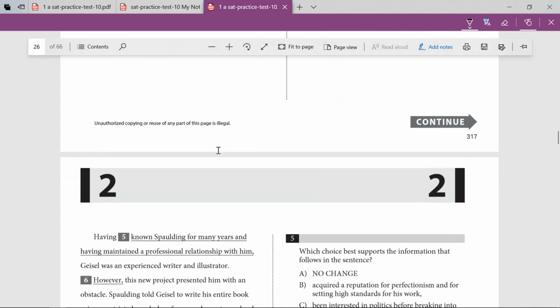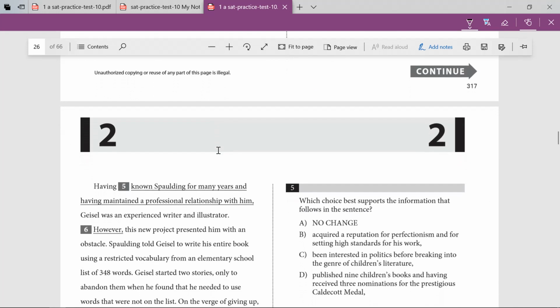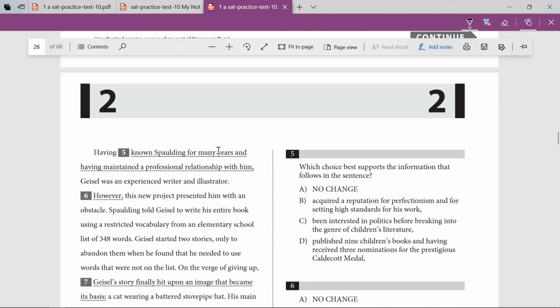Okay, so let's go to the next one. Having known this guy for many years and having maintained a professional relationship with him, okay, this part is underlined, support the information that follows. So I have to read what follows.